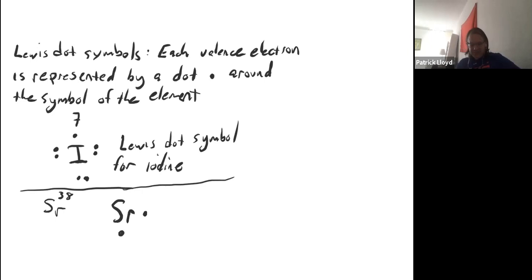1, 2, right? 2 valence electrons. Okay, so those are called Lewis dot symbols for these elements. Now suppose I needed to do an ion. Let's do, for example, a fluoride ion, F minus. Well, fluorine is in group 7A, so it has 7 valence electrons. So we would write fluorine as 1, 2, 3, 4, 5, 6, 7, but it's fluoride, right?